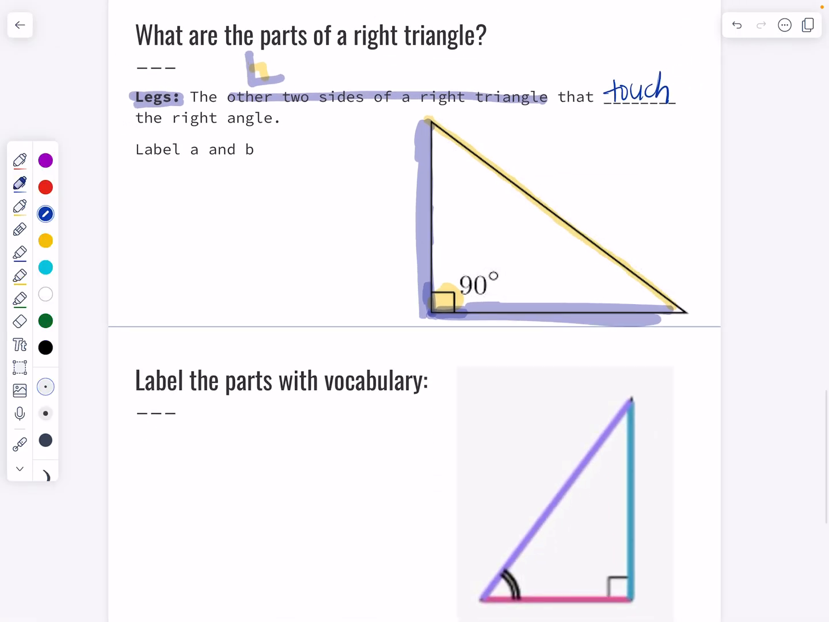We're going to label those legs A and B. And it does not matter if you labeled that one A and that one B, or this one B and this one A. These are going to be called the legs. This is a leg, and this is a leg. So leg A and leg B. Okay, so every time we're going to label our legs A and B, and our hypotenuse will be our C.